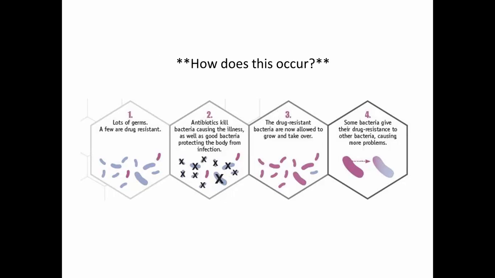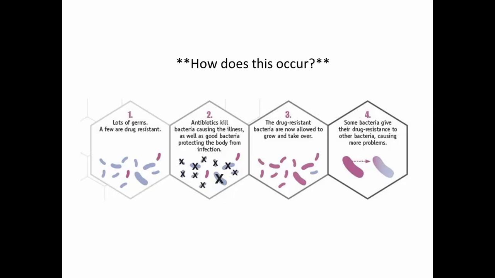So how does this occur? If you look at this particular diagram, we start off with lots of different types of bacteria. Maybe a couple are more resistant than others to a drug. That person ends up taking an antibiotic. It kills all of the weaker bacteria, the ones that are causing the illness, but they also kill good bacteria that are protecting our body from infection, and they leave the drug-resistant bacteria behind. So the drug-resistant bacteria are now allowed to grow, and they take over.